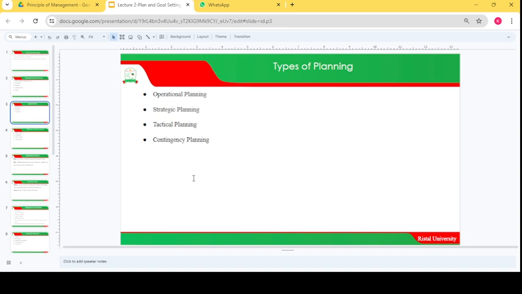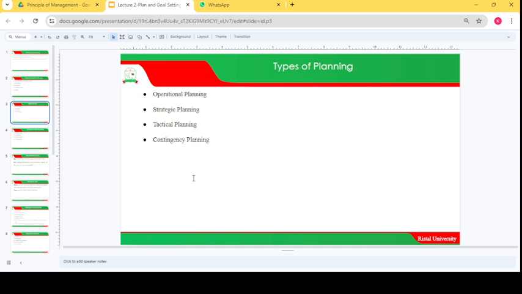And then let's look at types of planning. We have strategic planning. This is all about the long-term vision. So in strategic planning, it means from 3 years to 5 years or even more of the organization. So it defines the organization's overall mission, direction, and competitive advantage.